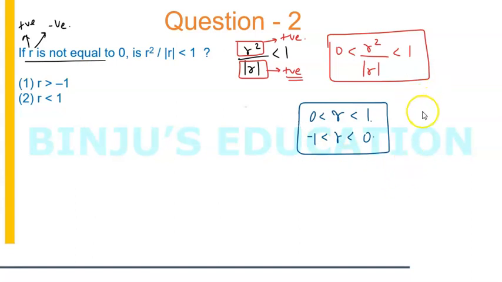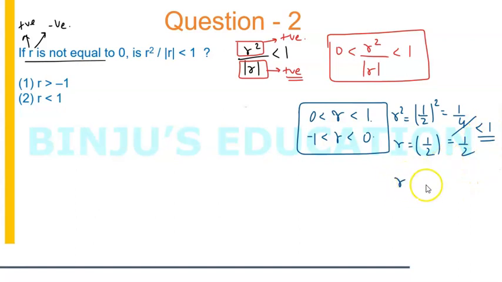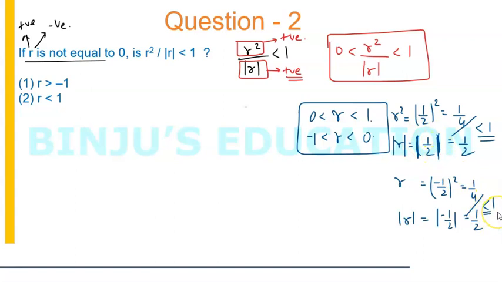For example, if I do half square, this is going to give me 1 by 4. And if you divide this by 1 by 2, which is basically half, so this is R square and this is R, you'll get a value which is less than 1. Similarly, if you take R to be minus half, so when you do minus half square, let me put a mod here, I forgot that. This is again 1 by 4. And mod of R is mod of minus half, which is again equal to half. When you divide this, you'll again get a value which is less than 1.